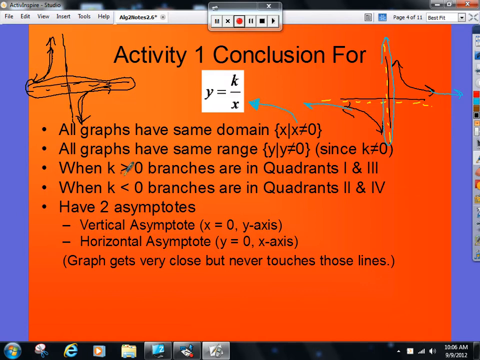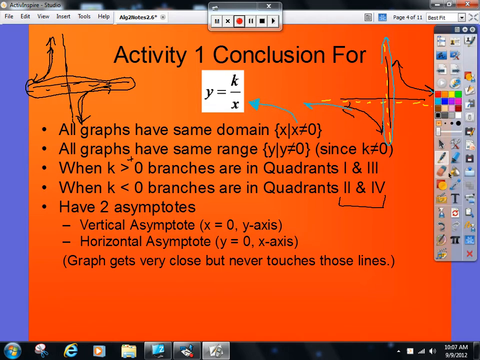Okay, when k is positive, greater than 0, the branches are going to look like this. Your parabola will look like this with your branches in 1 and 3. When k is negative, your branches will be in 2 and 4. Okay, remember when you do quadrants, you do Roman numerals. There are two asymptotes always, and when they're in this form, y equals k over x, they're going to be at the x and y axis. It gets really close, but never touches those lines. Okay? So that's domain and range. Those are the big ones. Domain and range kids have a hard time with on hyperbolas.